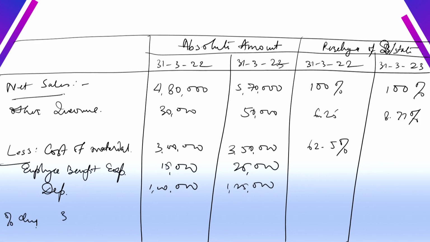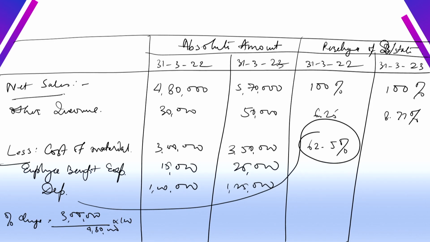Now the 3 lakh cost of material out of rupees 4,80,000 will come to 62.5%. Employee benefit scheme, 15,000 out of rupees 4,80,000, will come to around 3.125, and depreciation of 1 lakh out of rupees 4,80,000 will come to around 20.83%. Similarly, for the current year, the 3,50,000 cost of material out of rupees 5,70,000 will come to around 61.4.